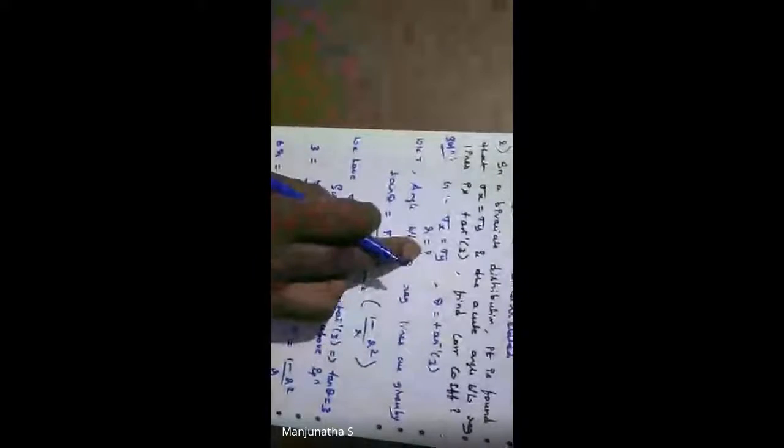When you send r to the other side, 6r is equal to 1 minus r square, correct? And this implies, when you send minus r square to the other side, r square plus 6r minus 1 is equal to 0. So we need to find r. We got a quadratic equation, and the roots are the answer for r.